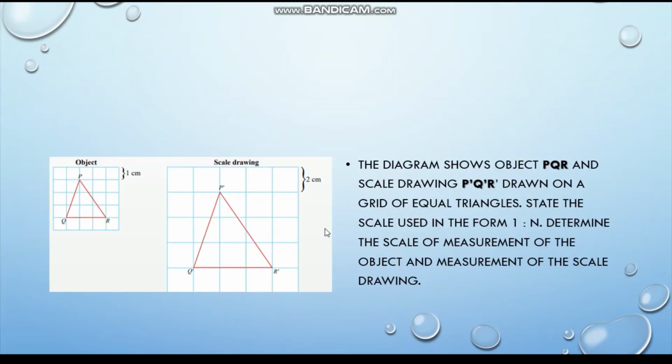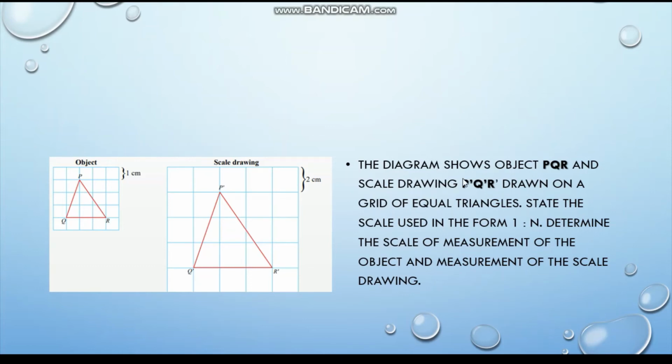Okay, the next step, the last example I will show you: the diagram shows an object PQR and the scale drawing P prime, Q prime, R prime is drawn on a grid of equal triangles. State the scale that has been used in the form 1 to n. Determine the scale of the measurement of the object and the measurement of the scale drawing.